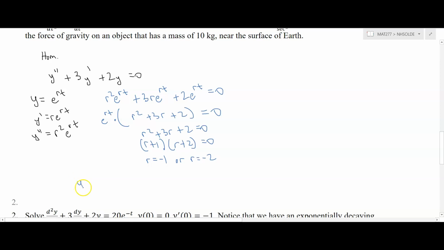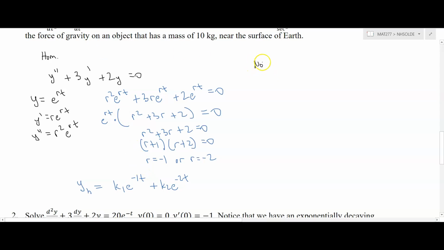So what we've referred to as y sub h, our homogeneous solution, is k1 e to the -1t plus k2 e to the -2t. And this gives us two solutions, e to the -1t and e to the -2t, but by the superposition theorem, we can sum those two solutions to a homogeneous equation, and that forms a new solution.